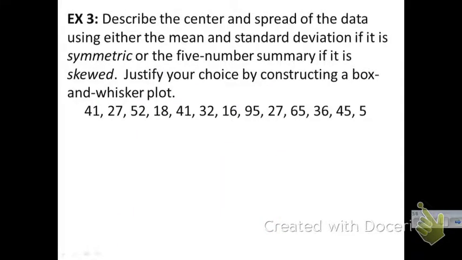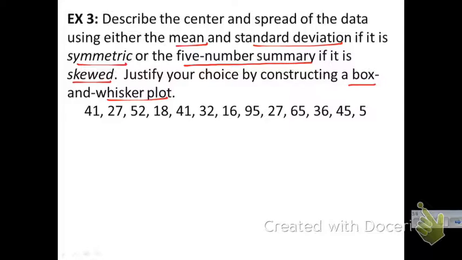Okay, so example 3 asks you to take all these numbers and put them in your calculator and construct a box and whisker plot. Okay, so that's what we're going to do, and then once we have constructed the box and whisker plot, we're going to look and see if it's symmetric or skewed. If it's symmetric, we'll find the mean and standard deviation. If it's skewed, we're going to look for that 5-number summary. So we have done this before.